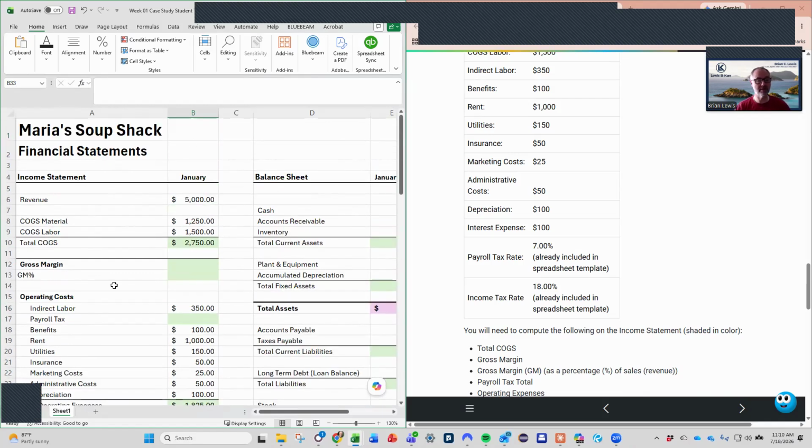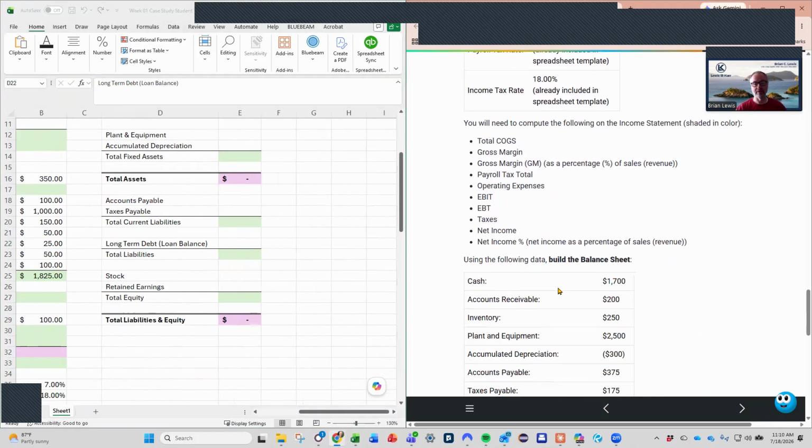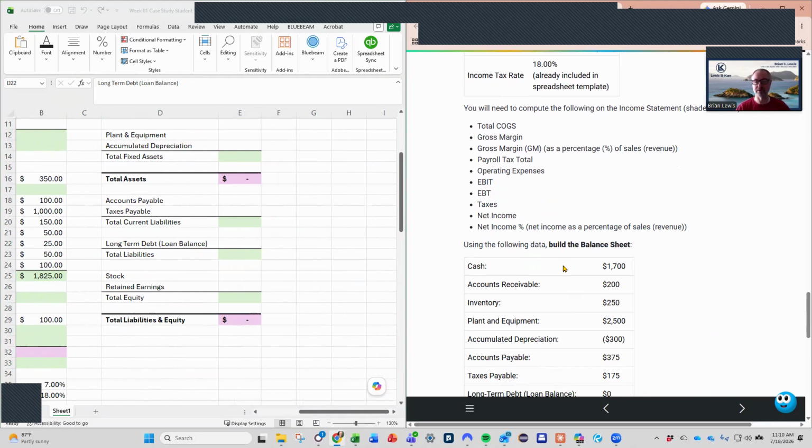So you'll take care of all that, and this is a standalone financial statement, does not impact your balance sheet. Even though theoretically, in real life, it does. In this case study, they're two separate financial statements that they're having you construct.